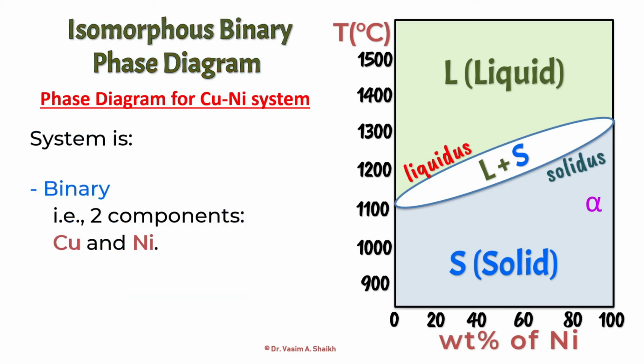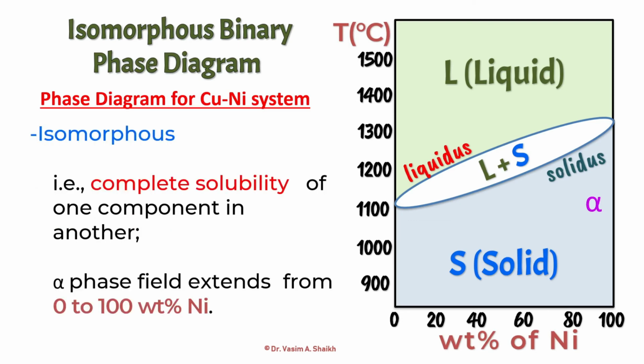Now let us see what is a binary phase diagram. As I have already said before, binary means nothing but that it has two components. So here we have two components, copper and nickel. So this is a binary phase diagram. But specifically here we want to talk about what is an isomorphous binary phase diagram. And for that, this is the definition.